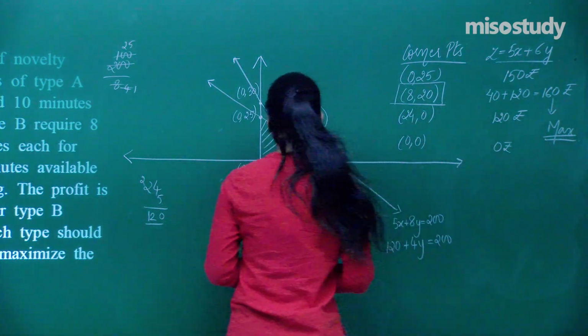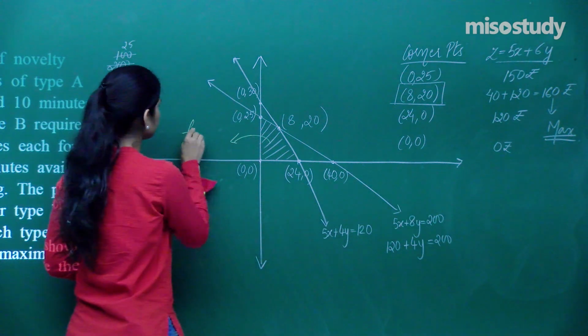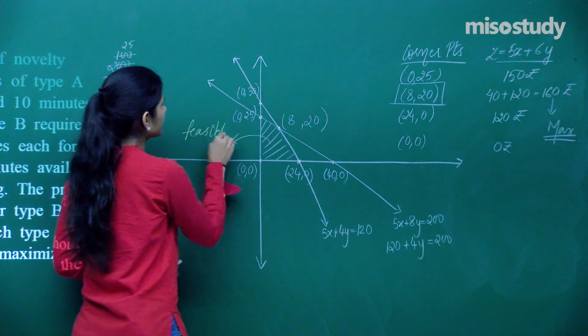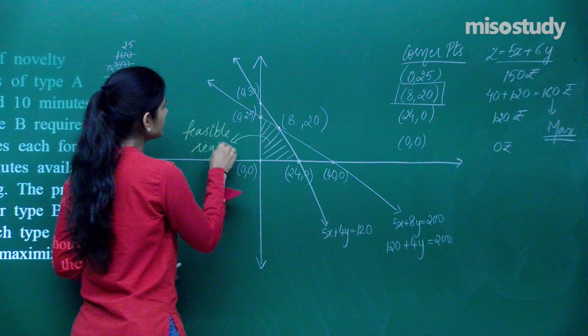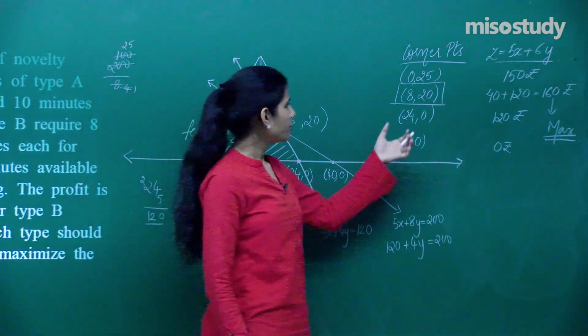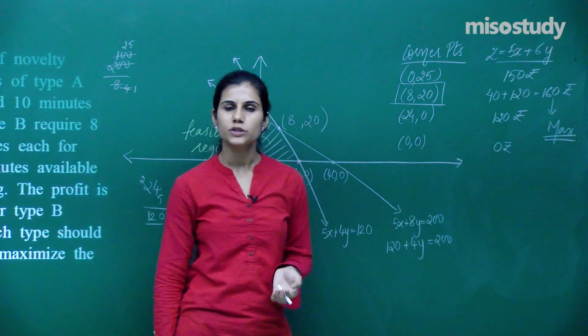So you can write this as your feasible region. Maximum profit earned is 160 rupees, and that you can earn when you manufacture 8 souvenirs of type A and 20 souvenirs of type B.